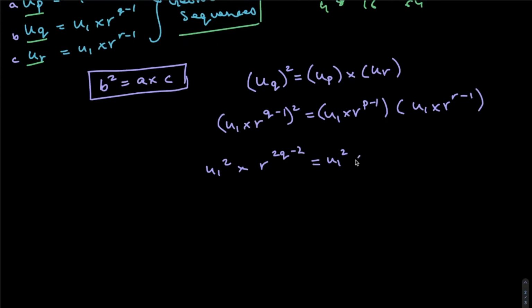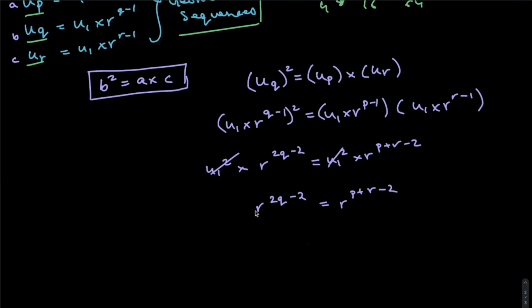So if I add them together, what I get is R raised to the power P plus R minus 2, just the way it was before. Now if I divide both sides by U_1 squared, they cancel out. I'm left with R raised to the power 2Q minus 2 is equal to R raised to the power P plus R minus 2.